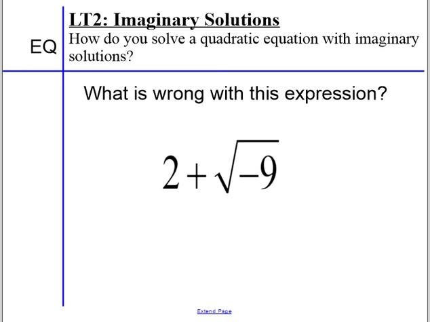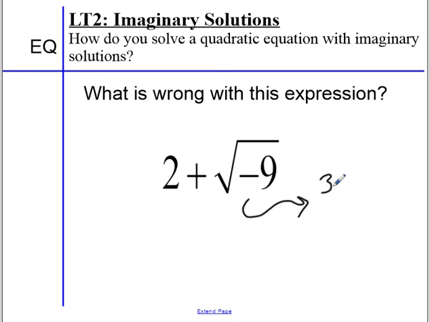What is wrong with this expression? Well, typically, you would want to go ahead and square root the 9. The thing that's wrong with this expression right now is the fact that there's a negative 9. So, thinking about this negative 9, remember, square rooting is to take the number back to the number that was squared to make it.